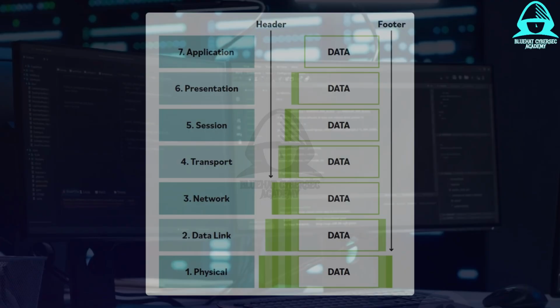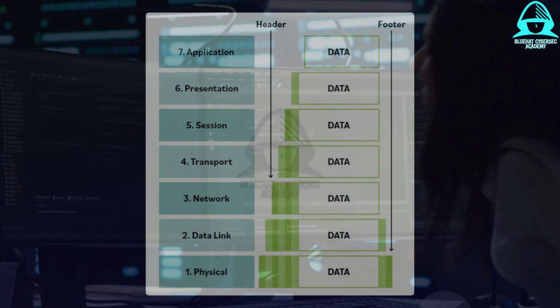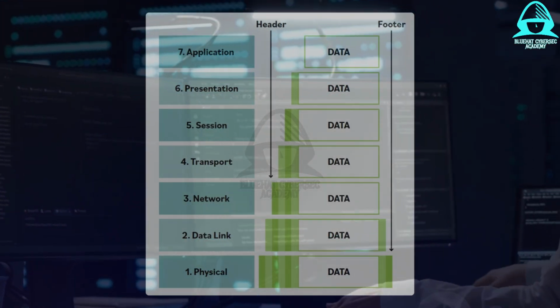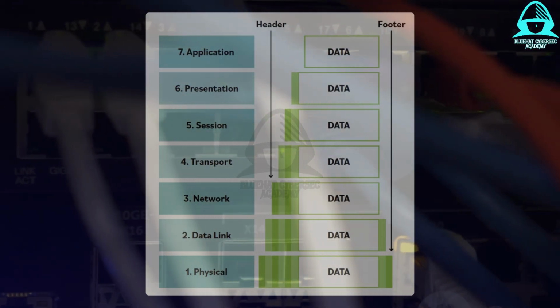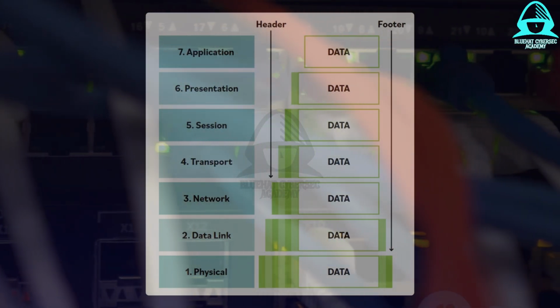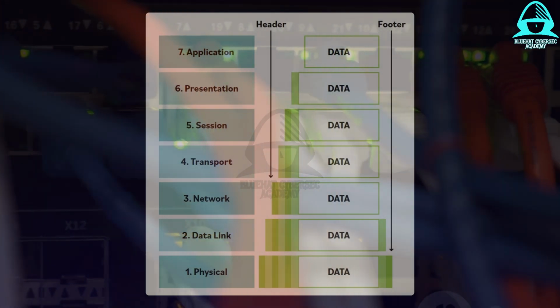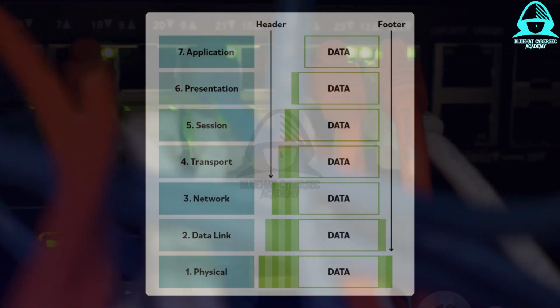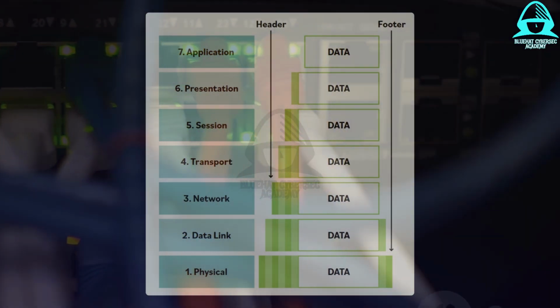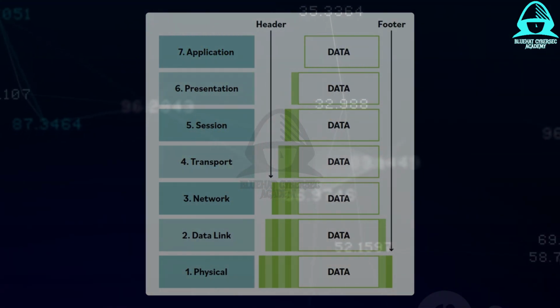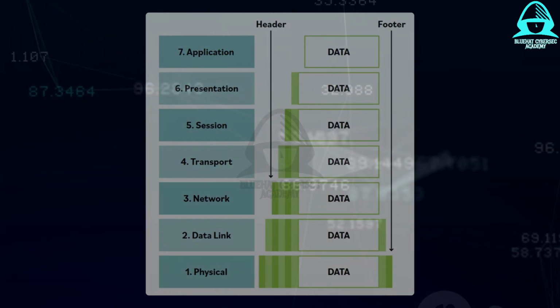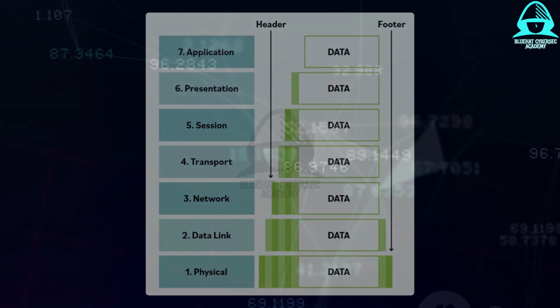So, encapsulation happens as the data moves down the OSI model, starting from the application layer all the way to the physical layer. As data gets encapsulated at each lower layer, the previous layer's header, payload, and footer are all treated as the next layer's payload. You'll notice that the data unit size actually increases as we move down the conceptual model, and the contents just keep getting encapsulated.